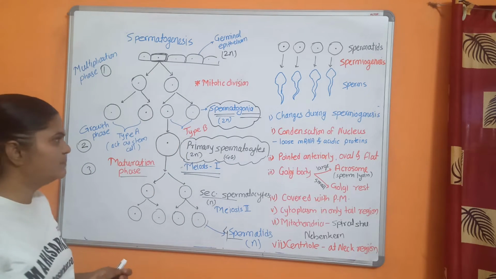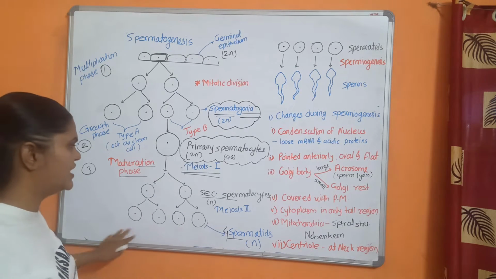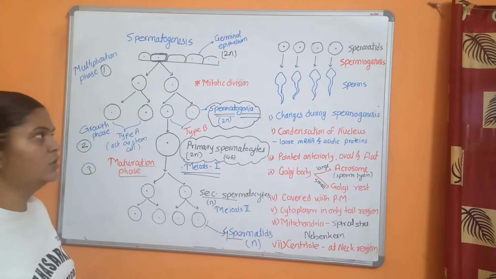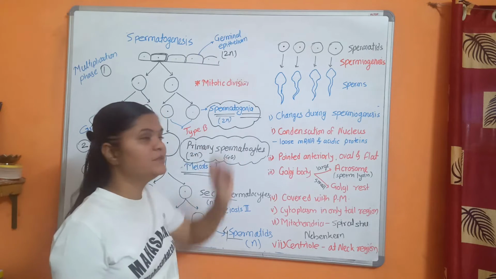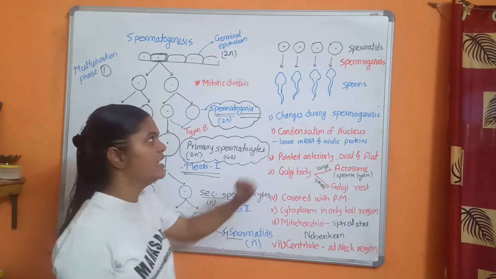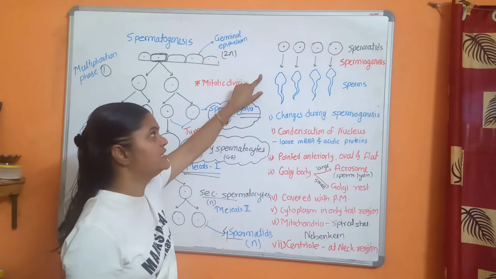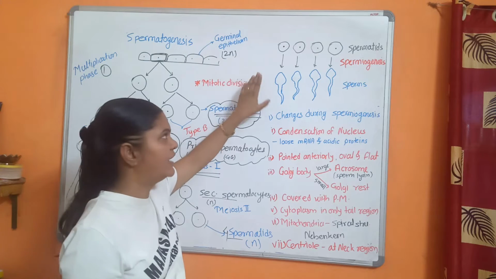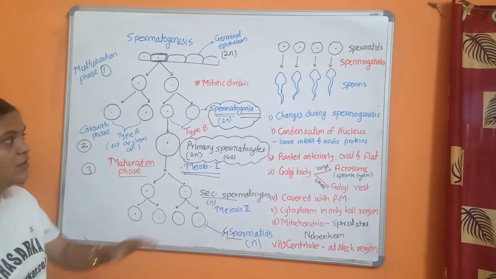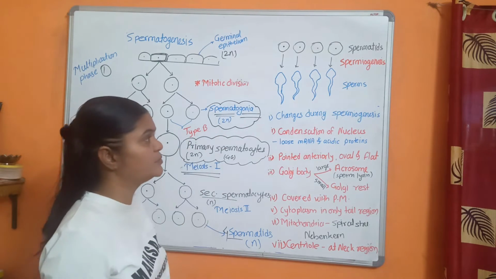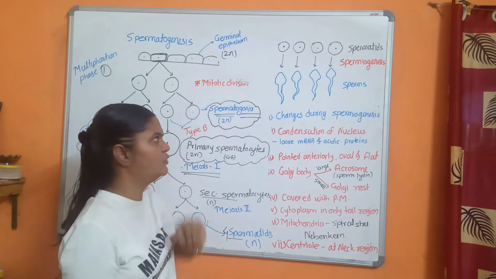But these spermatids are not like mature sperms. Their shape is different, and they are inactive. So from these inactive spermatids, active sperms are produced, and that process is called spermiogenesis. Spermiogenesis means formation of active sperms from spermatids. So what changes take place during this spermiogenesis? Because of these changes, the inactive spermatids convert into sperms.